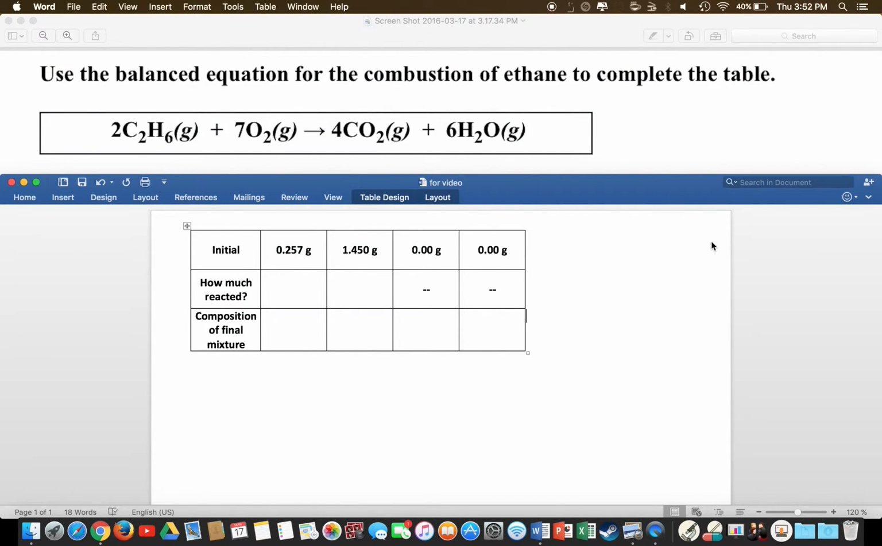Well, let's start with the numbers that you're given, the gram values. The gram values are 0.257 and 1.450 for ethane and oxygen, respectively. So let's start with ethane first. We have 0.257 grams of ethane, C2H6, over 1. We're going to react that. Since we have it in grams, we should convert it to moles. That's how you find limiting reactants.